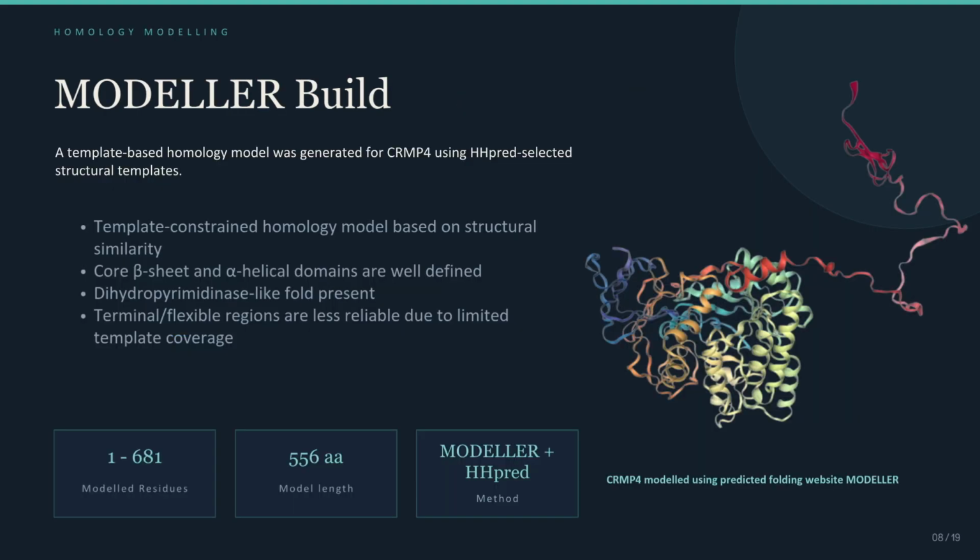A homology model of CRMP4 was generated using Modeler with a template selected by HHpred. As expected for a template-based approach, the conserved dihydropyrimidinase-like core is modeled with the highest confidence, especially the beta sheet and the alpha helical regions. In contrast, the flexible terminal and low coverage regions are less reliable. Compared to the other CRMP proteins, CRMP4 has unique N and C regions.